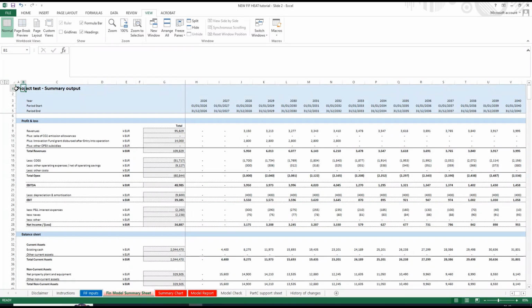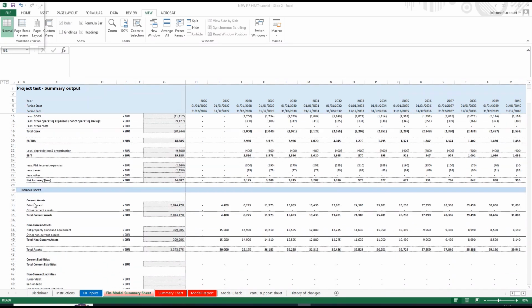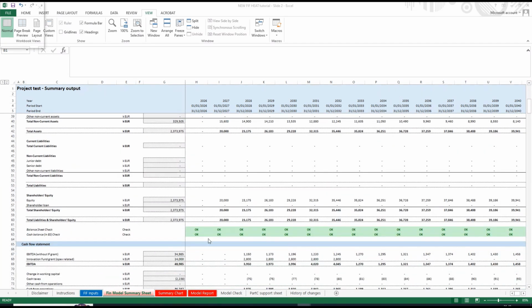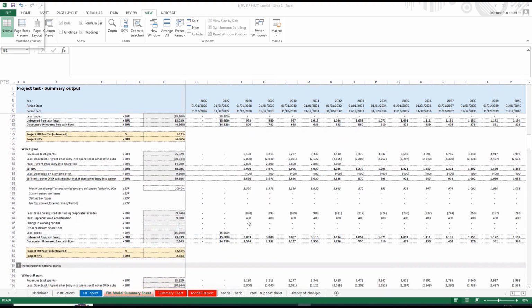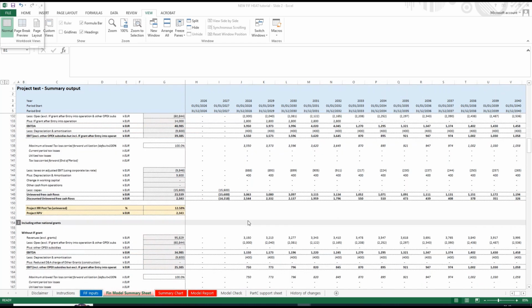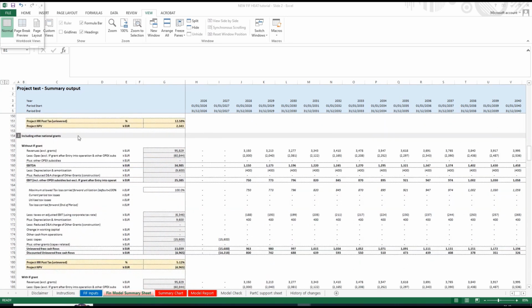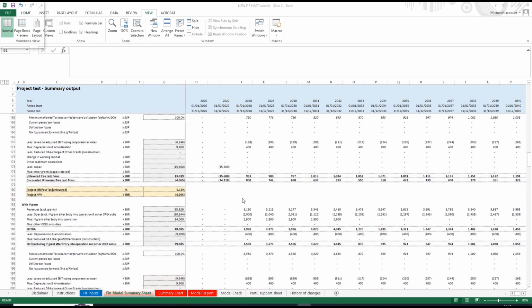Now, a quick word on the automatically generated output sheets. Financial Model Summary Sheet. This sheet provides a summary of the profit and loss statement, balance sheet, including a check confirming whether the model balances, and the cash flow statement. It also presents an internal rate of return, IRR, analysis of your project, both without and with the Innovation Fund grant. If you have included other subsidies, the IRR will be shown excluding and including these subsidies.